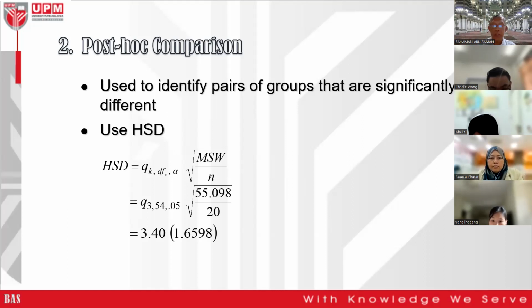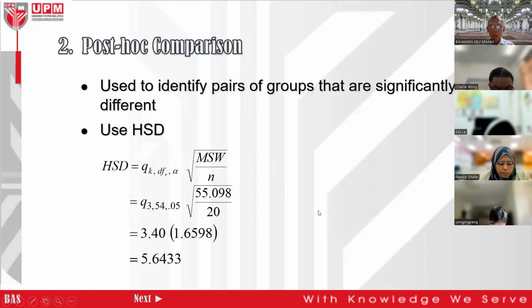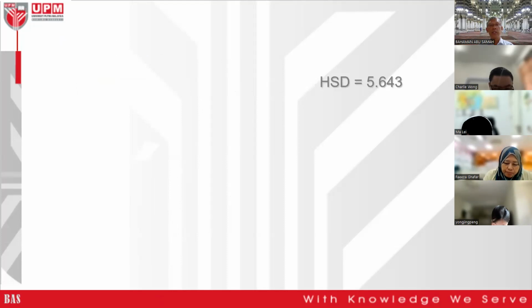And then when we solve for this, what we get is HSD equal to 5.6433. That will be HSD. Okay, the next step will be, we need to calculate the mean difference for each pair. The first pair will be autocratic and democratic, the second pair autocratic and laissez-faire, and the third pair democratic and laissez-faire. I mean, 1 and 2, 1 and 3, and 2 and 3.